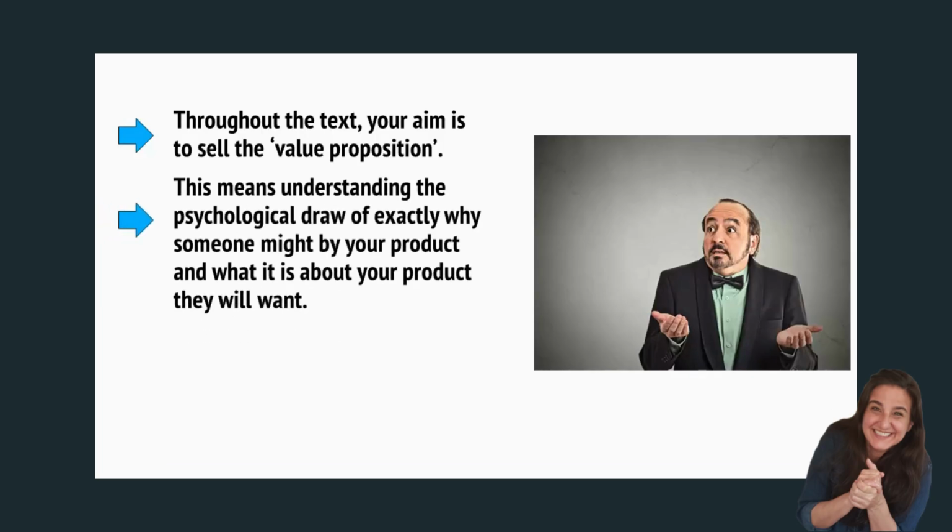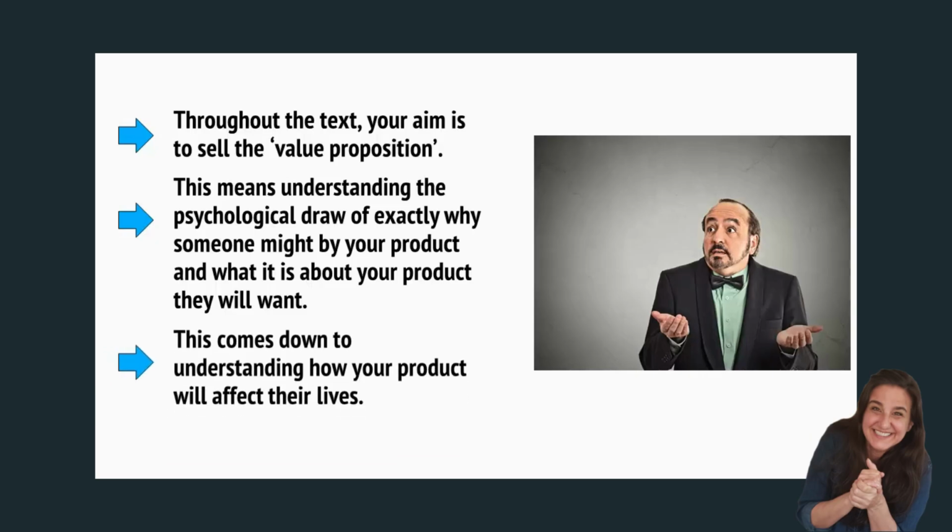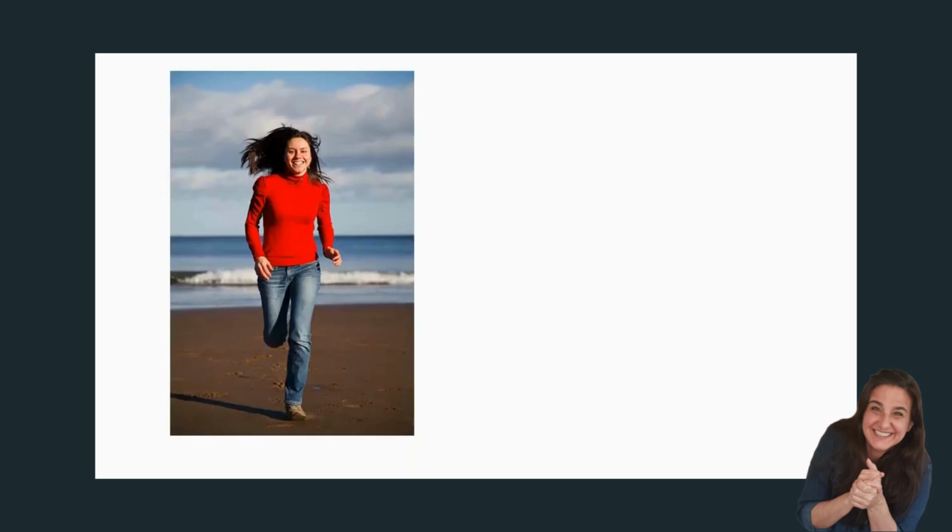This means understanding the psychological draw of exactly why someone might want to buy your product and what it is about your product that they will want. This comes down to understanding how your product will affect their lives. For example, a fitness ebook will make someone fitter and healthier, therefore also making them sexier, more confident, and more athletic.